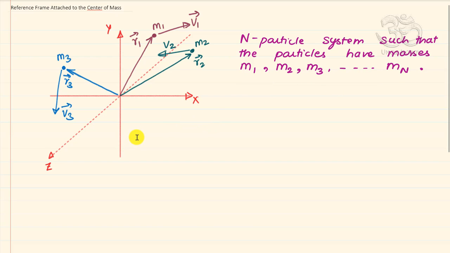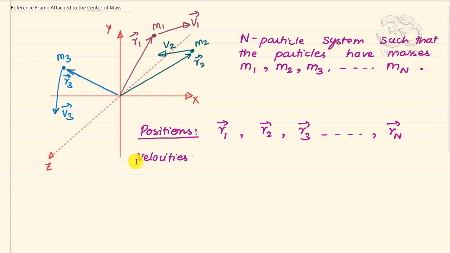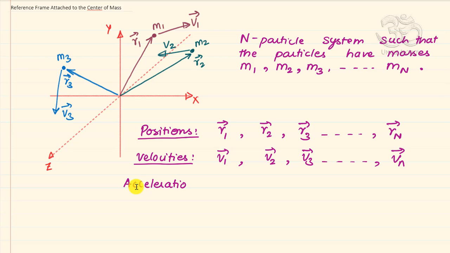So let's say I define the locations of these particles as r1, r2, r3, and so on up to rn, and I define their velocities as v1, v2, v3, and so on, vn, and I define their accelerations as a1, a2, a3, and so on, up to an.